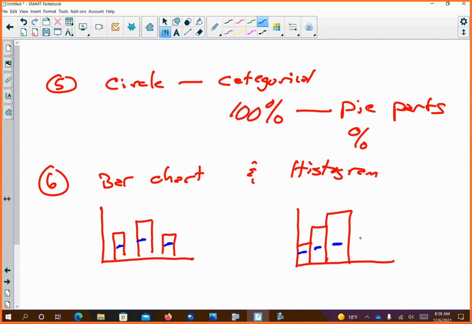Okay. Ooh, number 7. Which would work better for our information? So we have all of these numbers. Which display would work better, a dot plot or a stem plot?